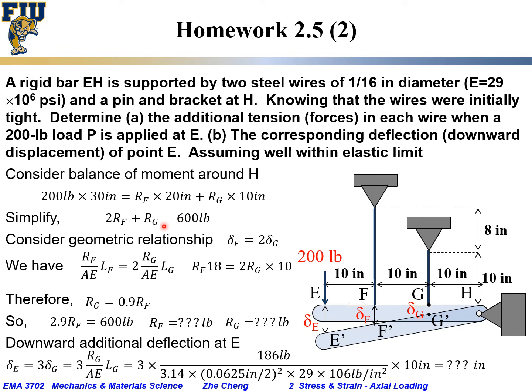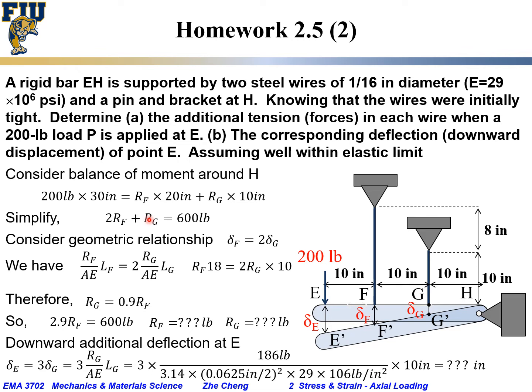On the other hand, if we simplify this equation, we would have the 10 cancel, 600 pounds on the right, and 2 RF plus RG. That's from simplification. We would have the above equation. Okay, still one equation, two variables.